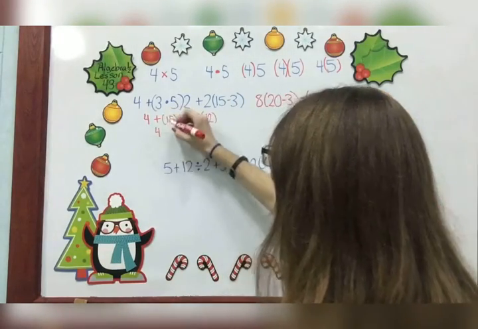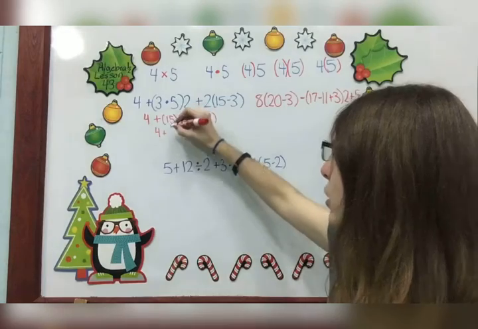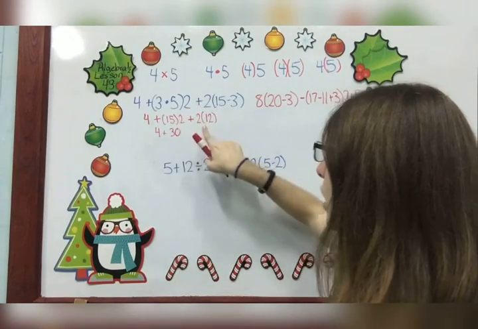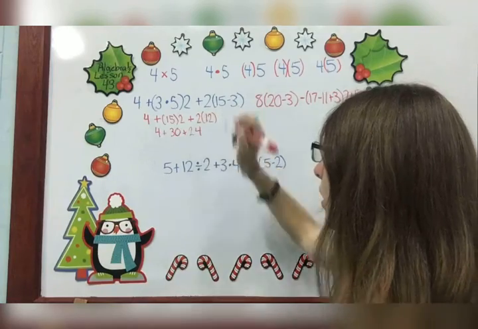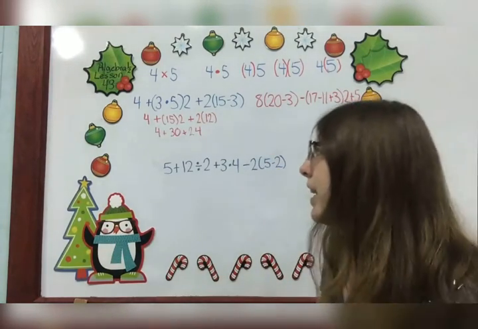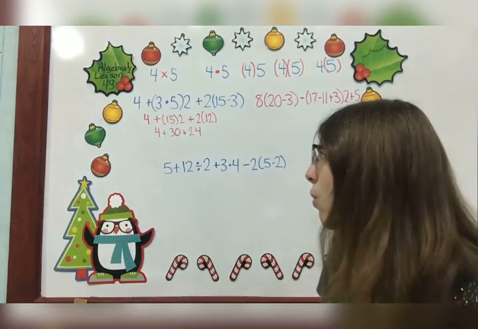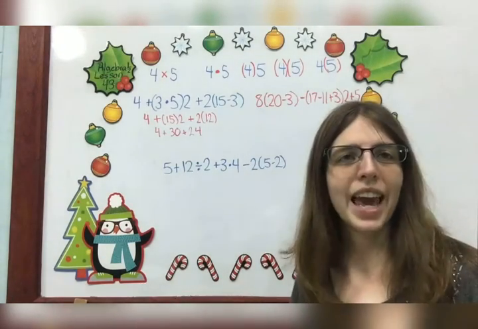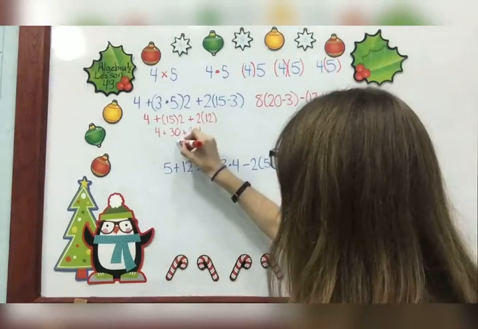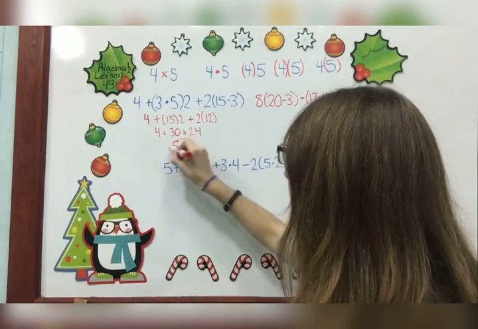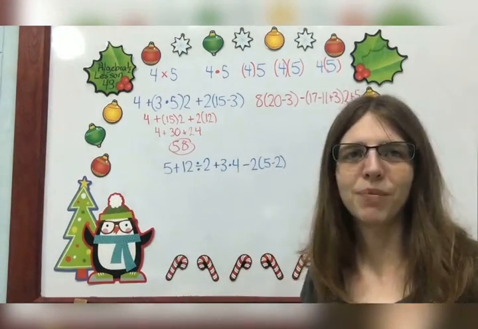Now I go through and do my multiplication first. So I have 4 plus 15 times 2 is 30, plus 2 times 12 is 24. Now I add from left to right. 4 plus 30 is 34. 34 plus 24 is 58. My mind was getting ahead of itself. All right? Just like that. Okay, let's do another one.